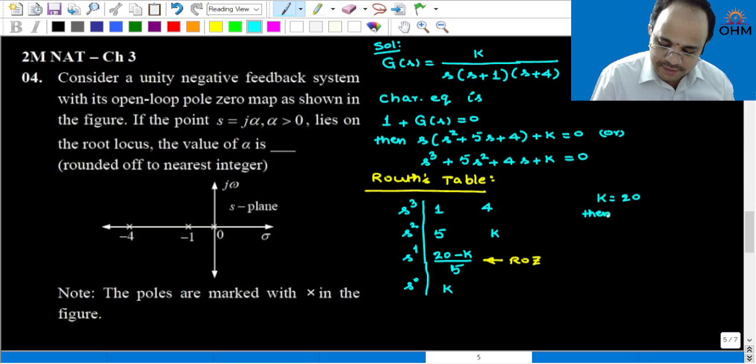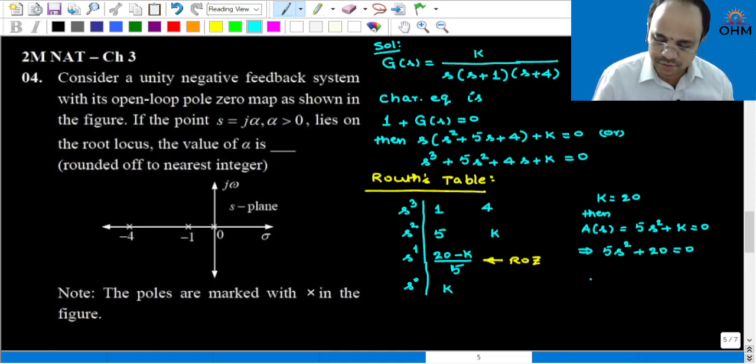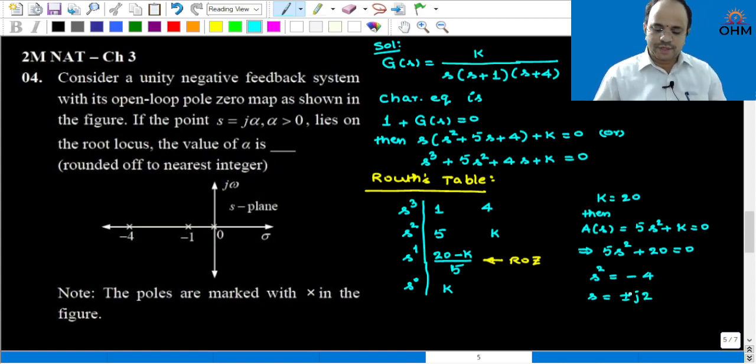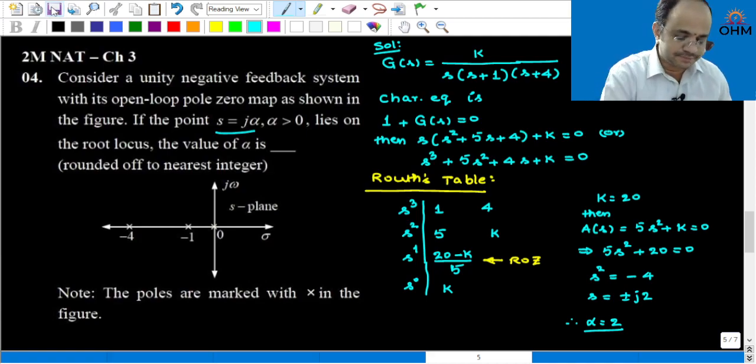In that case, the auxiliary equation can be 5s square plus k is equal to 0, or 5s square plus 20 is equal to 0, then s square is equal to minus 4, or s is equal to plus or minus j2. So it is mentioned that alpha value is greater than 0, therefore alpha is equal to 2 here. Because it is mentioned s is equal to j alpha is on the root locus diagram, and hence alpha value is equal to 2. 2 is the answer for the question.